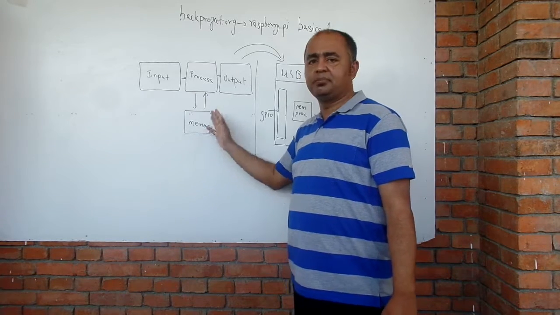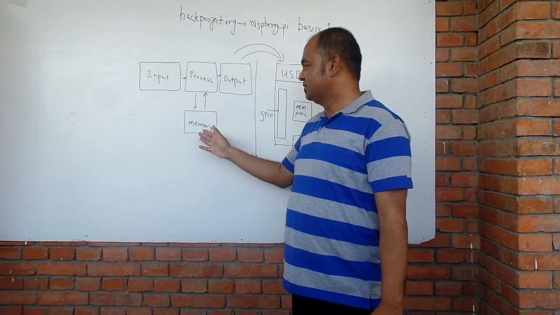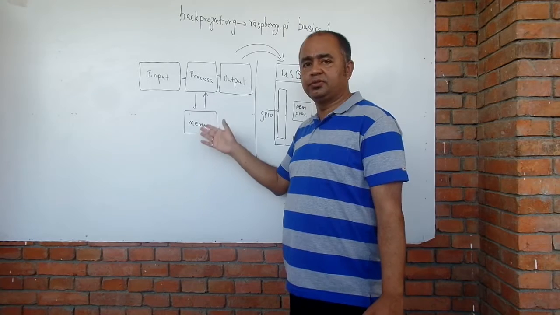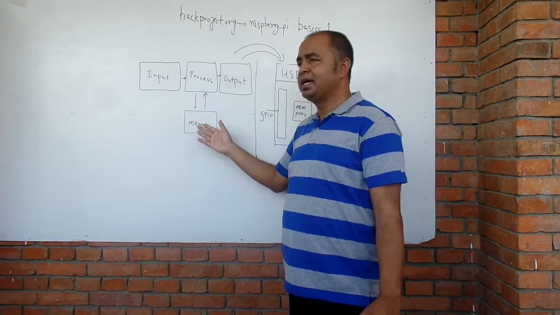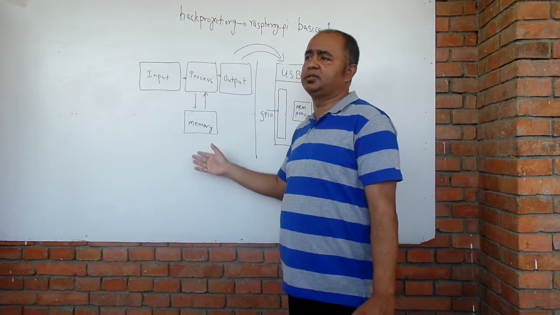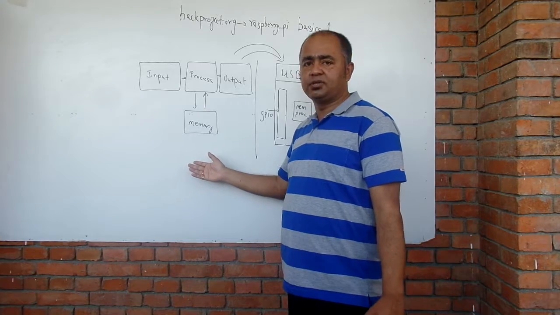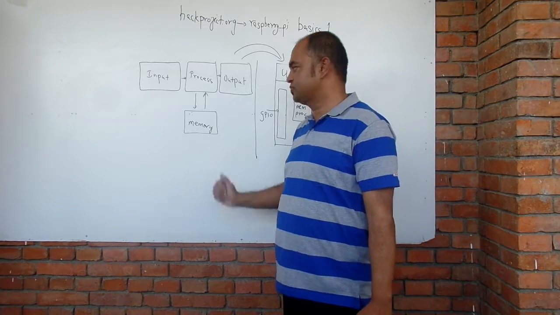Memory units can be at multiple different levels. You could have the cache, you could have the main memory, which is the RAM, and then you could have other storage devices including hard disks, CD-ROM drives, DVD drives, and so on and so forth.